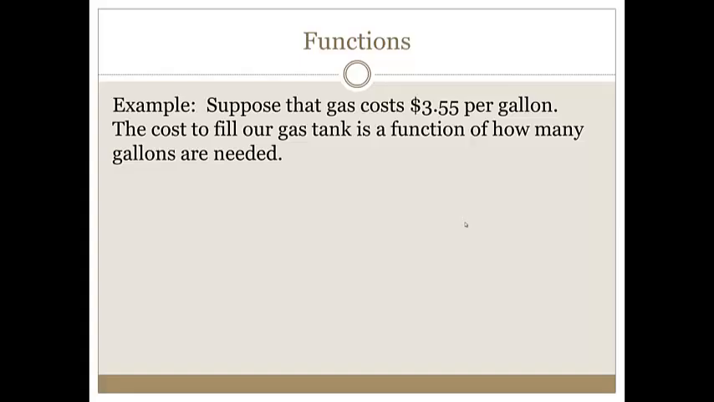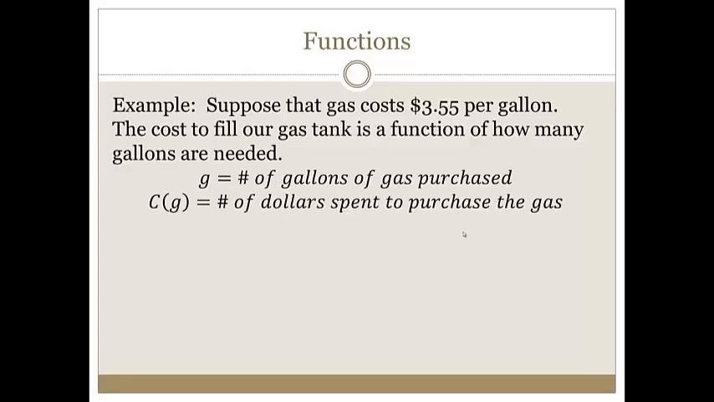To understand this function, let's first look at our variables. One number that can change is the number of gallons of gas we purchase. Let's call this variable g. The other value that is varying is the cost. This depends on the number of gallons we purchase. So we write c of g to mean that cost is a function of the number of gallons. C of g equals the number of dollars we spend on the gas.